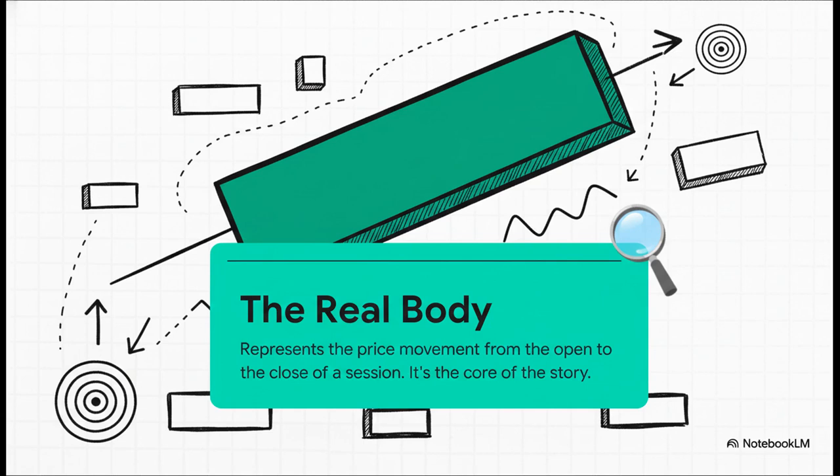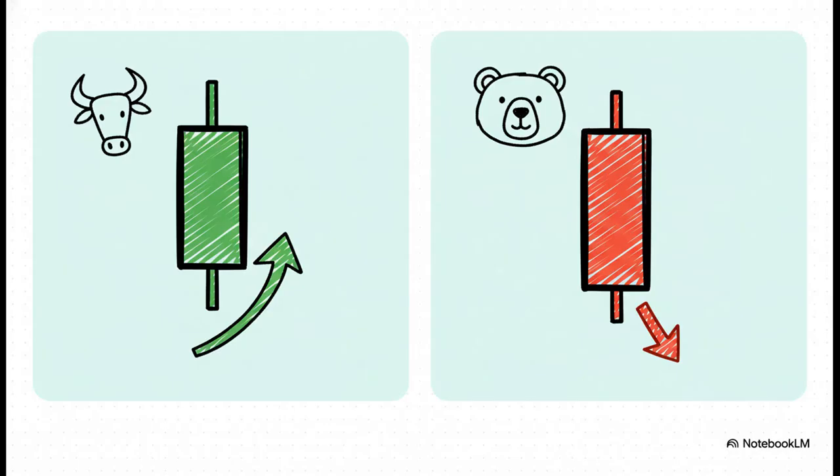It tells you just two super important things: where the price opened for a set period, like one day, and where it closed. That's it. It's the start line and the finish line of the race. And the color? Well, that's your instant cheat sheet.